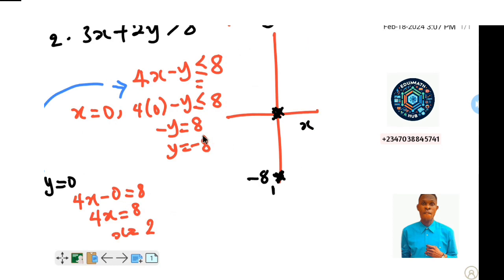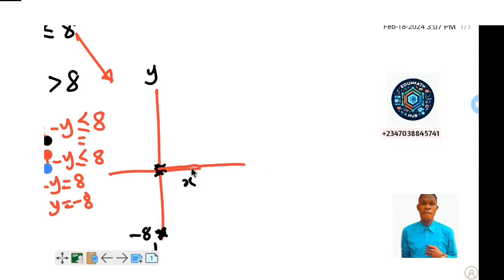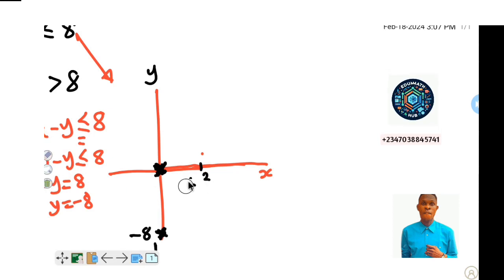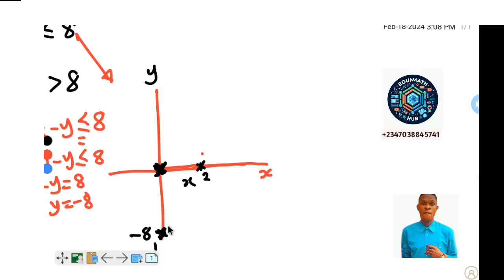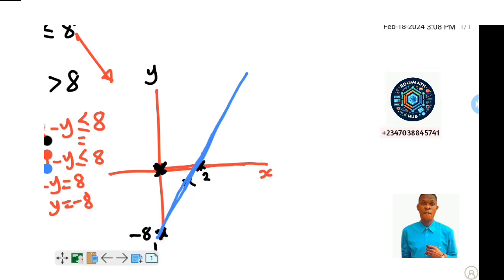So go to your graph. When y is 0, so these are our x-axis here. So at this point, y is 0, x is 2. So y is 0 at this point. So x is 2. So 2 will be around somewhere here. Then you have 2 points now. So these 2 points, join them with a straight line. This is the first point, this is the second point. You join them with a straight line. So you join the 2 points like this. So this is the graph of that inequality.